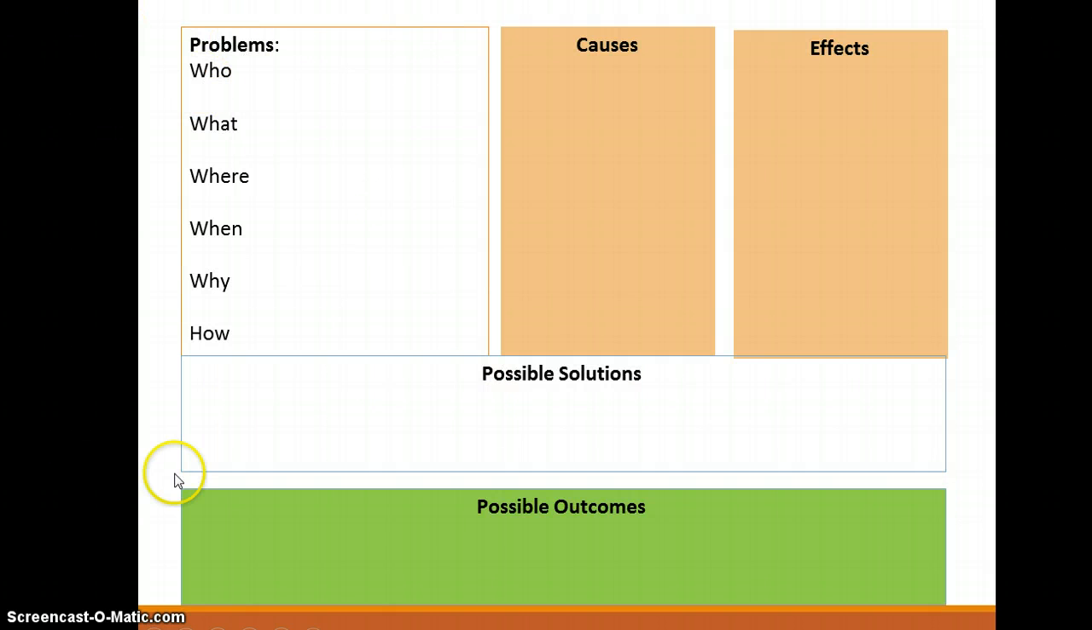Finally, I've given you a quick and easy little graphic organizer that you can use when you're creating problem and solution arguments. You want to figure out first the problem, who it affects, what it is, where it's happening, when it's happening, why it's happening, and how does it occur. You want to figure out what causes and effects come out of this problem. Then come up with your solutions and then your outcomes. By filling out this nice and easy chart on your own, you can easily develop a problem and solution argument.